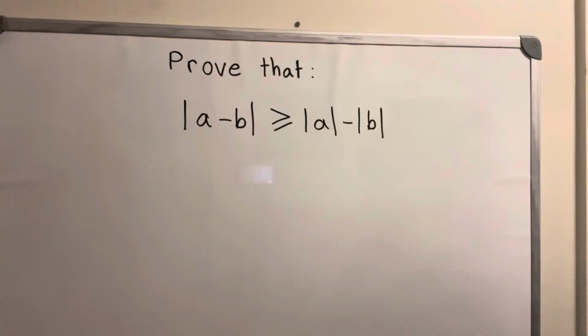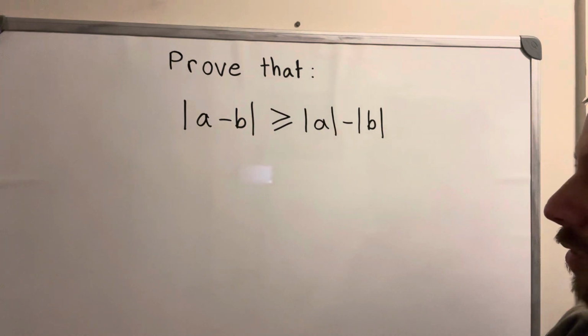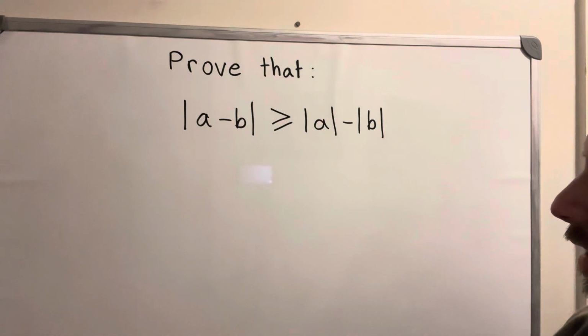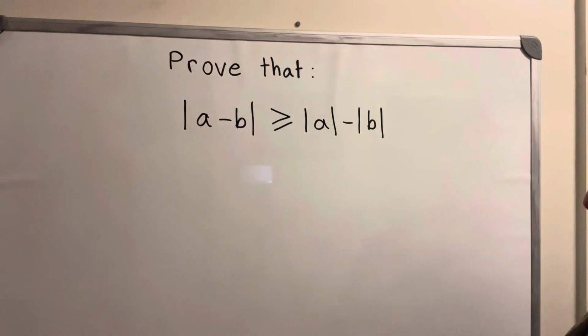And this is a proof problem that says prove that the absolute value of a minus b is greater than or equal to the absolute value of a minus the absolute value of b. And with proof problems, you have to start with something that is accepted, whether it's an axiom or a theorem, and get through valid steps to the final equation or inequality that you set out to prove. So we have to start with something that we accept, and we have to end up with this.